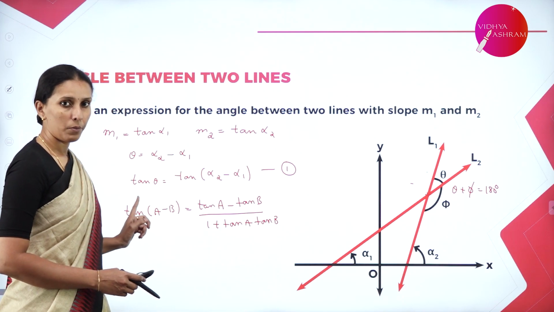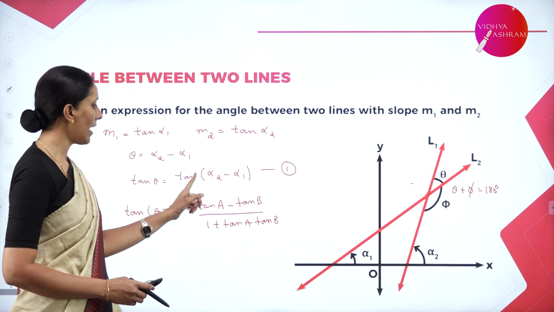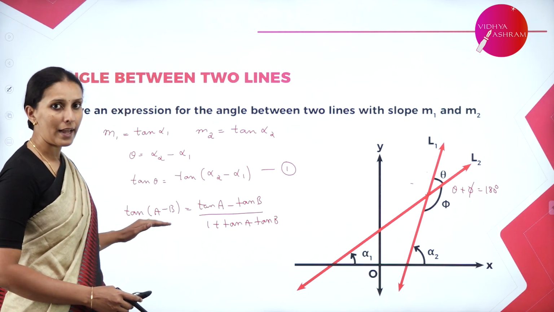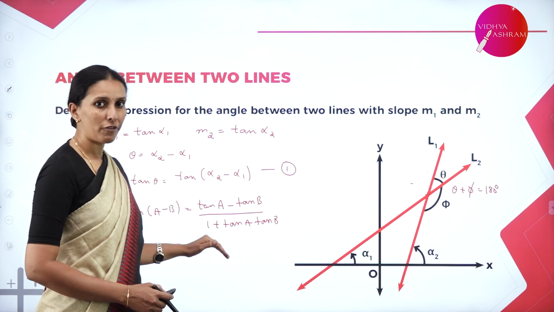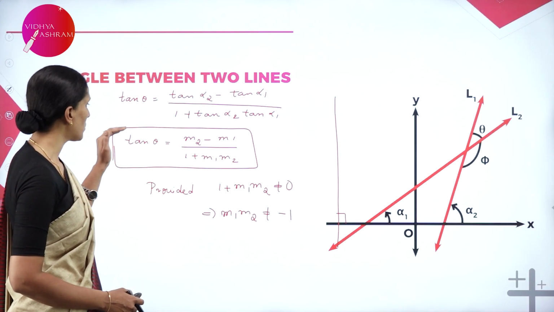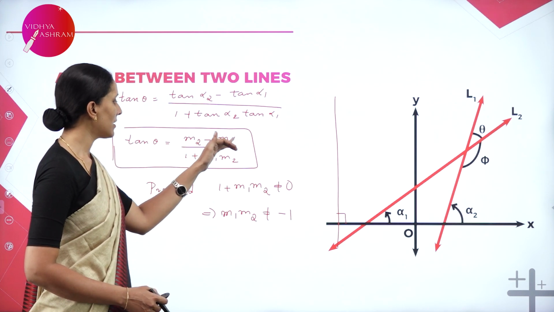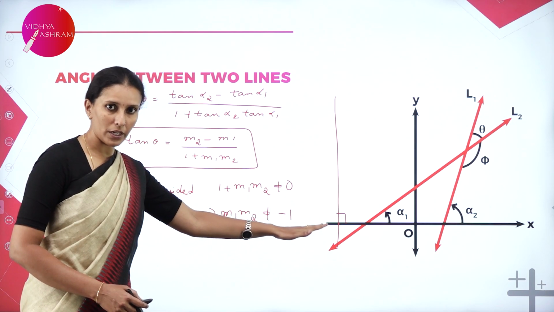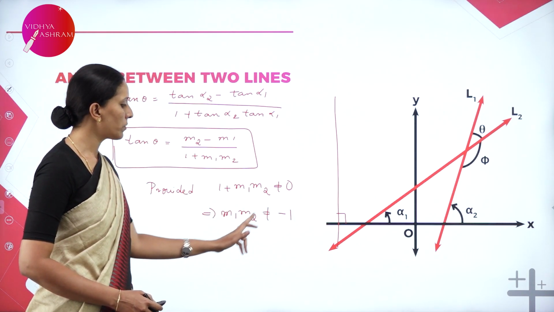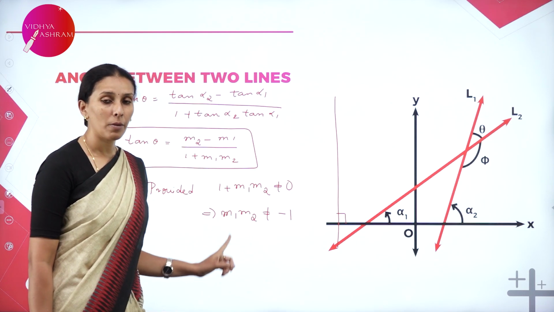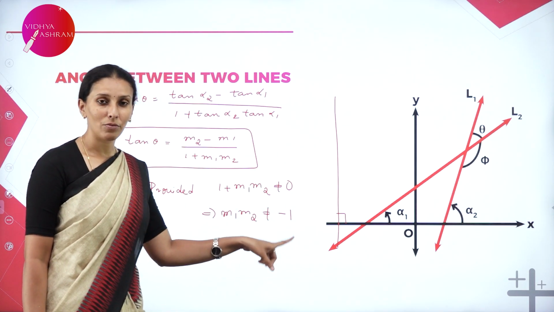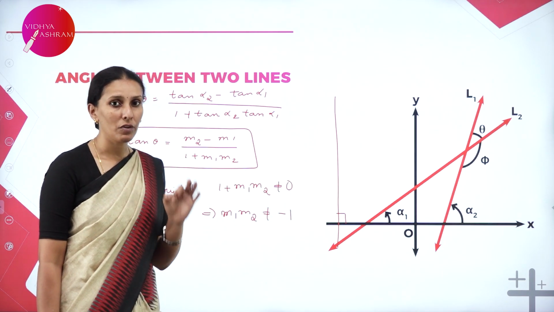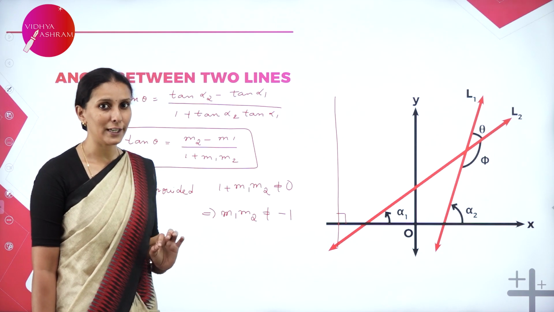If I apply tan on both sides, then tan theta is equal to tan of (alpha 2 minus alpha 1). So on the right hand side, we can use the formula of tan (A minus B). And when we use the formula of tan (A minus B), the equation reduces to tan theta equal to (m2 minus m1) divided by (1 plus m1 m2), provided the denominator cannot be equal to 0, or the product of two slopes cannot be equal to minus 1. If the product of two slopes is equal to minus 1, then it always indicates a perpendicular line parallel to the y-axis. But we always define the slope for non-vertical lines.